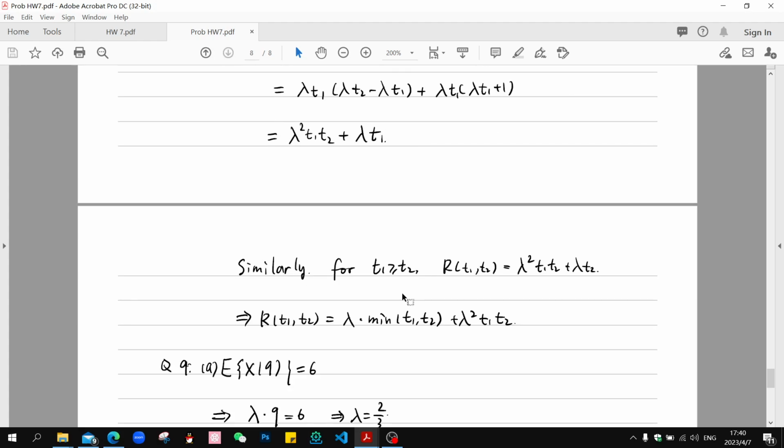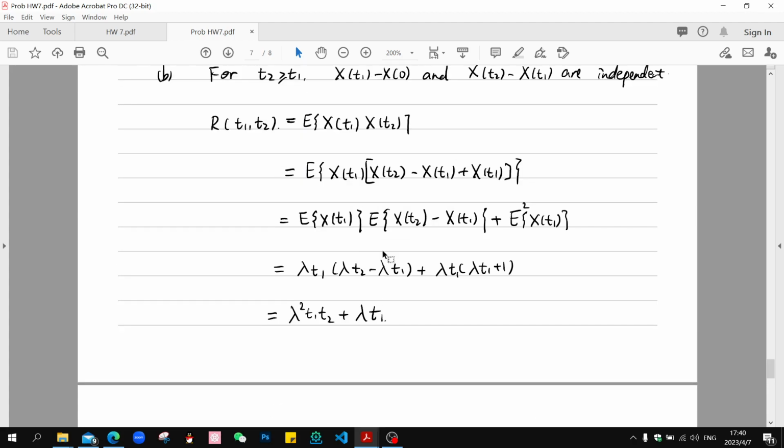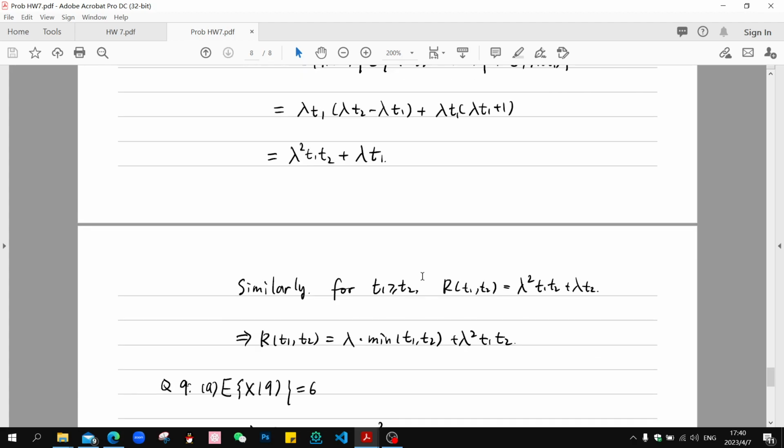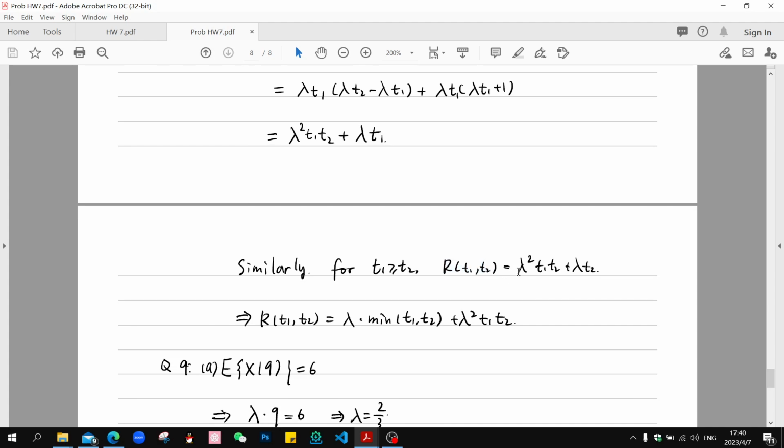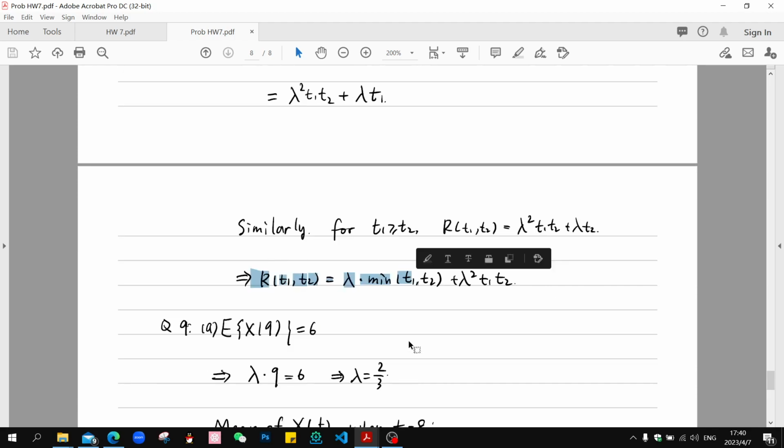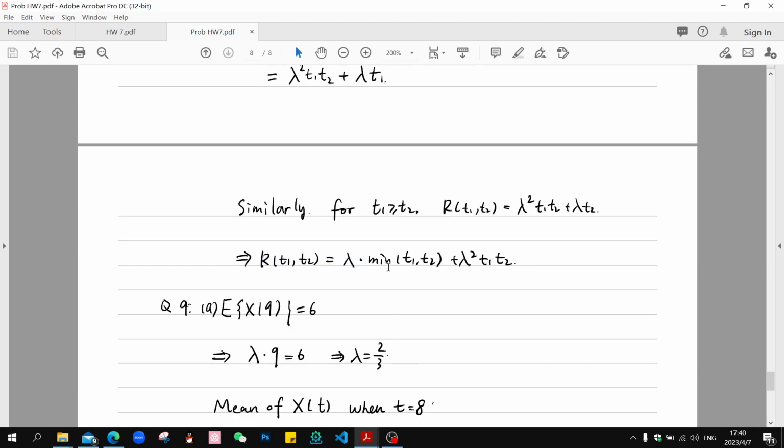And similarly for the case that t1 is larger than t2, that is symmetrical. We get that R(t1, t2) is lambda squared t1 t2 plus lambda times t2, different from here. So we get that overall R is lambda times the minimum of t1 and t2, that is the smaller one of t1 and t2, plus lambda squared times t1 t2.